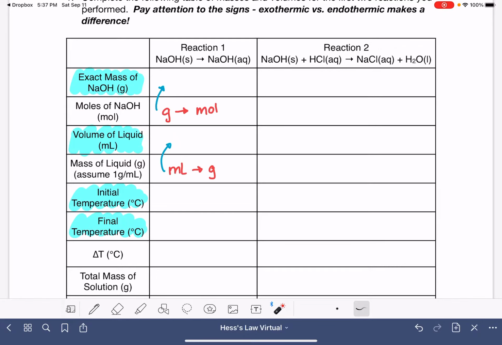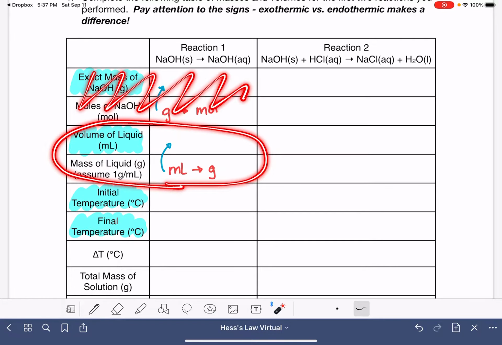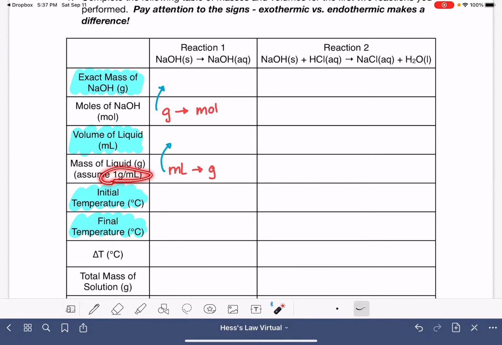Some students make mistakes in this spot because they see the gram and then they somehow want to incorporate the mass of NaOH. But this problem doesn't have anything to do with the NaOH. It's just about the liquid itself. And yes, it really is as simple, since it's a 1 gram per milliliter conversion. Whatever your volume is here, that's how many grams you're going to have.